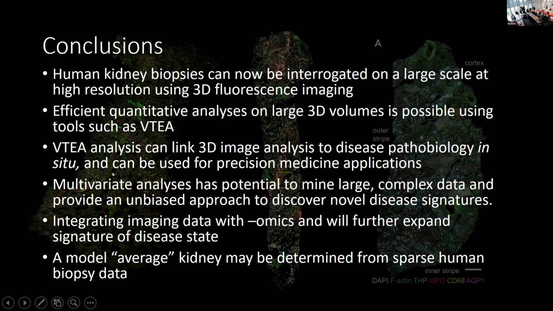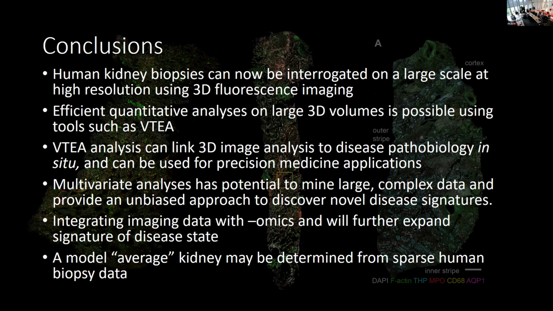All right, so in conclusion, we can interrogate at high resolution our 3D fluorescence imaging data sets, and that's resolution both in terms of the spectral space as well as the physical space. We have tools that we're developing that allow us to make that occur. We have shown that there are links between pathobiology in situ and how we could possibly use that for precision medicine in the future. And we also have a clear path in terms of multivariate analyses to mine these large, complex data sets that aren't as easy to approach on first blush.